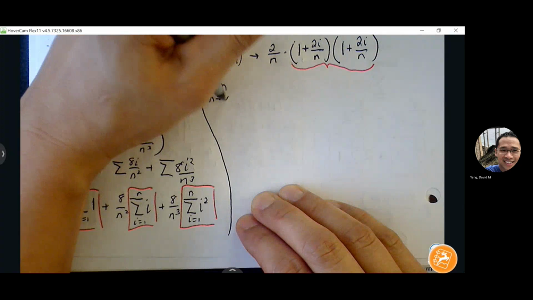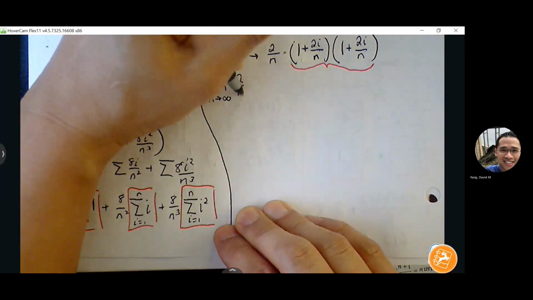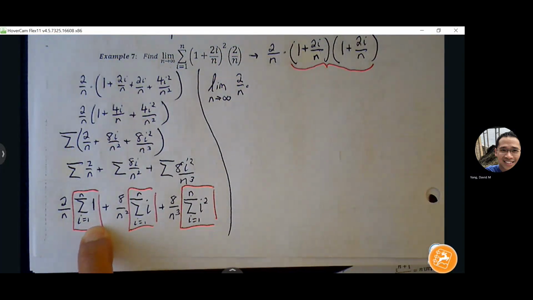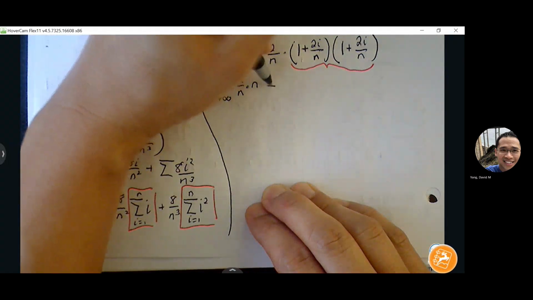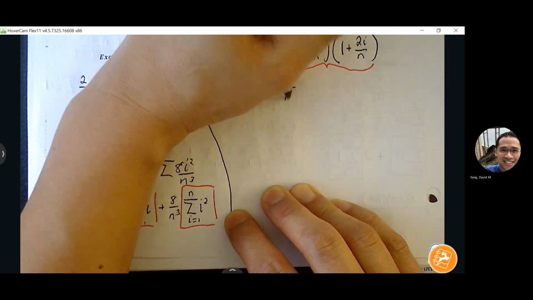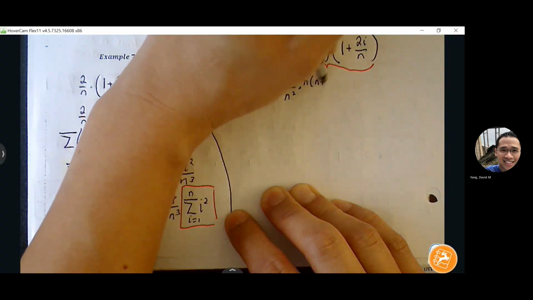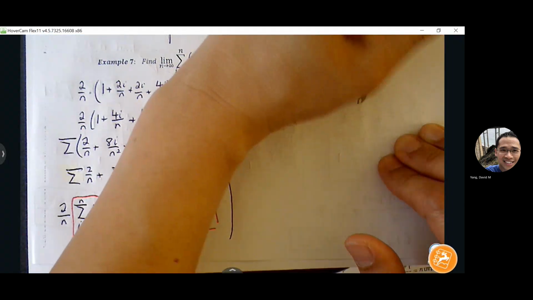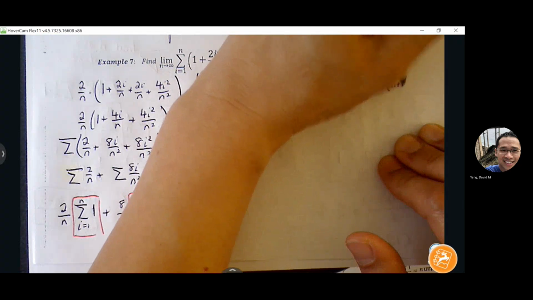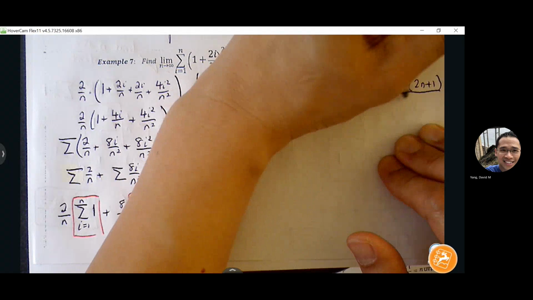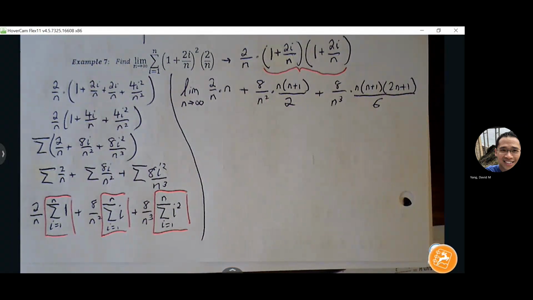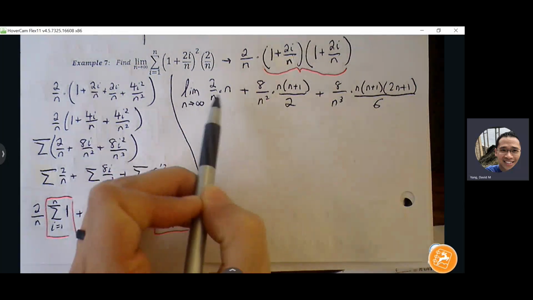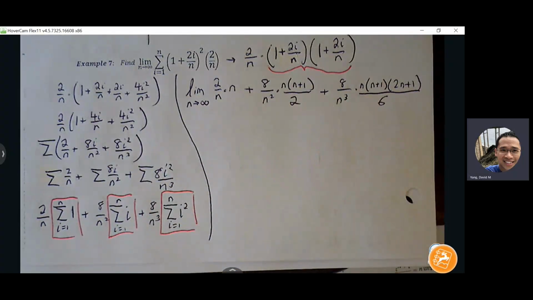So 2 over n times, summation of 1 can be replaced with what? n, plus... Now these are 3 separate terms, so I can apply the limit to each of these fractions independently.